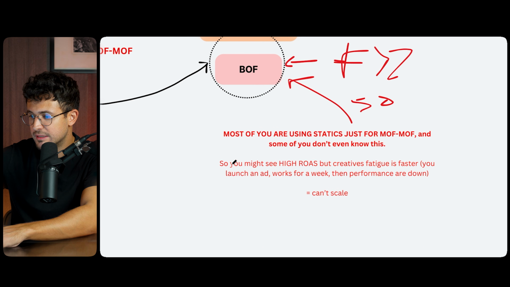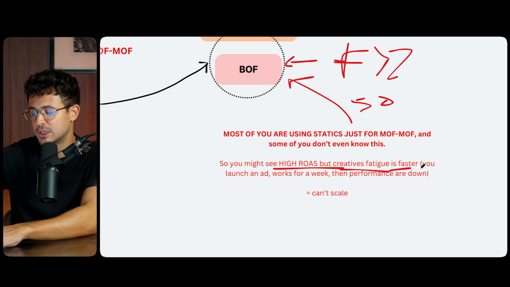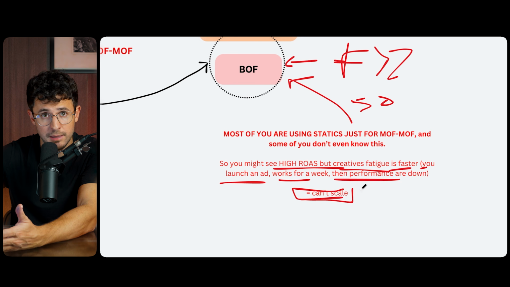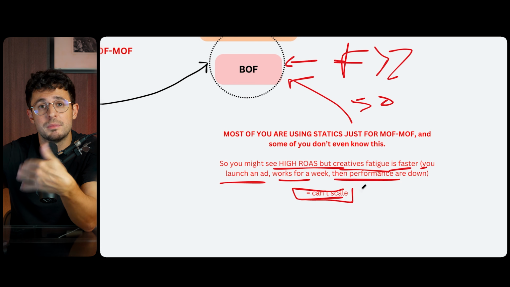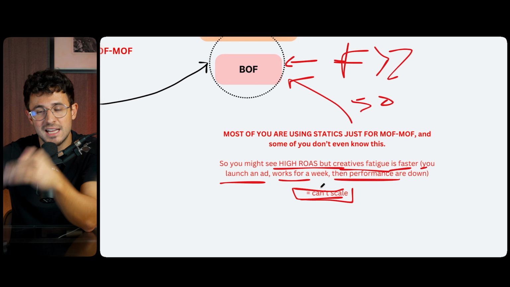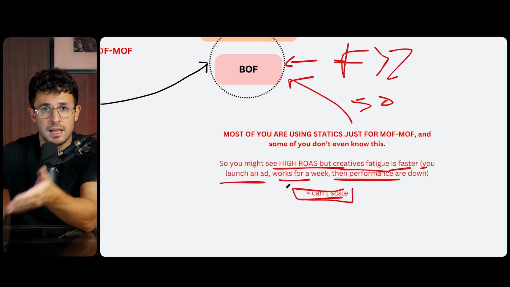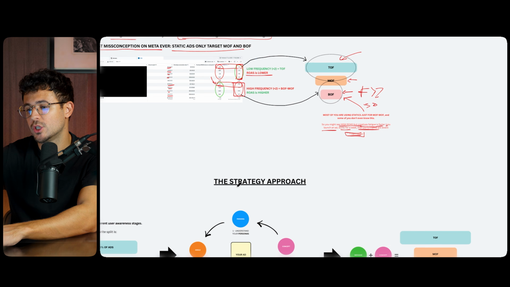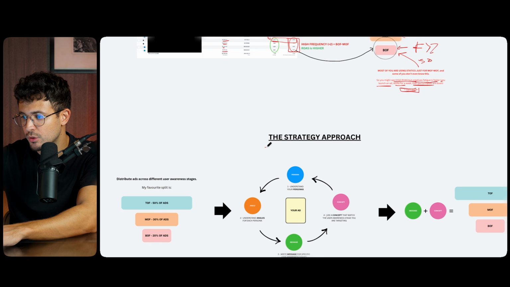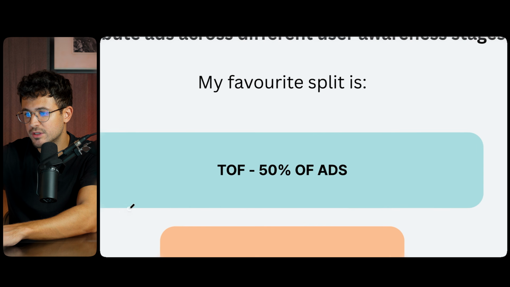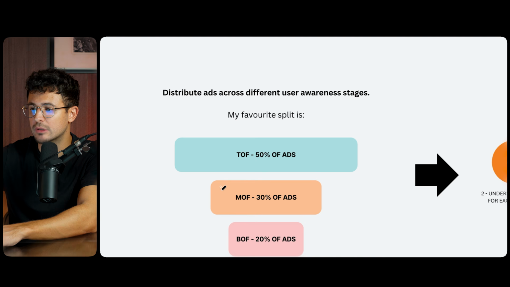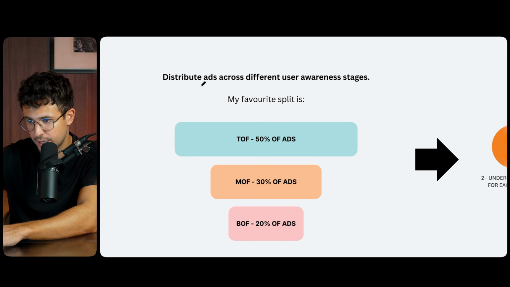Now, the issue is that you might see a good ROAS here, which is good, of course, but creative fatigue is much faster. So you launch an ad, it works for a week, and then performance goes down. That means that you cannot scale. Or if you try to increase the budget, the creative fatigue is going to be even faster, and so your creatives die even faster. That means that you cannot scale in any possible way. So what is the actual strategy and approach that you should follow? First things first, you need to distribute ads across different user awareness stages.